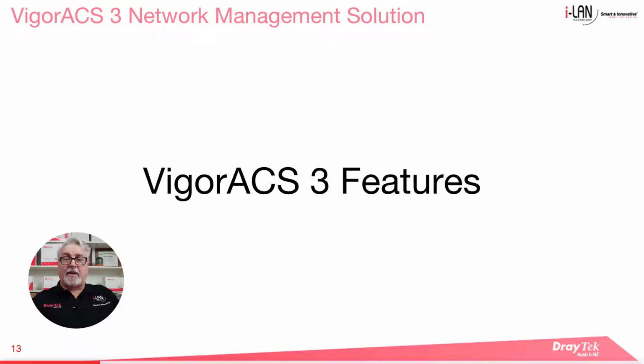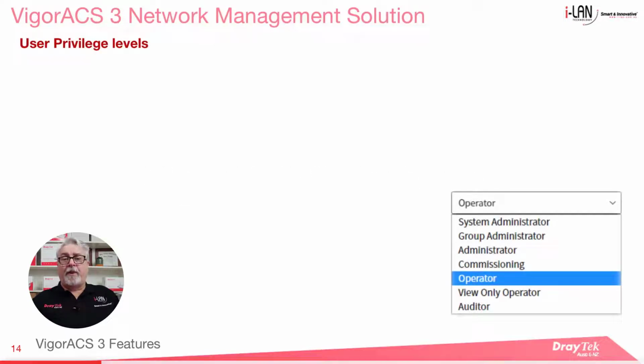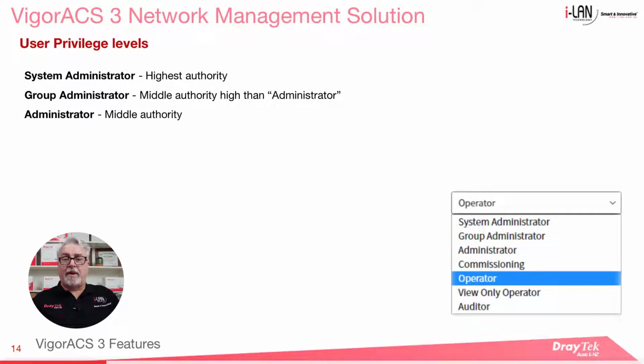Okay, let's now check out some of the main features in more detail. Before we get into it, we should note that the configuration and use of some of the features is dependent on the privilege level assigned to a user. There are 7 privilege levels, starting with System Administrator, which has the highest authority and has full control of the system. Below this we have Group Administrator, then Administrator.